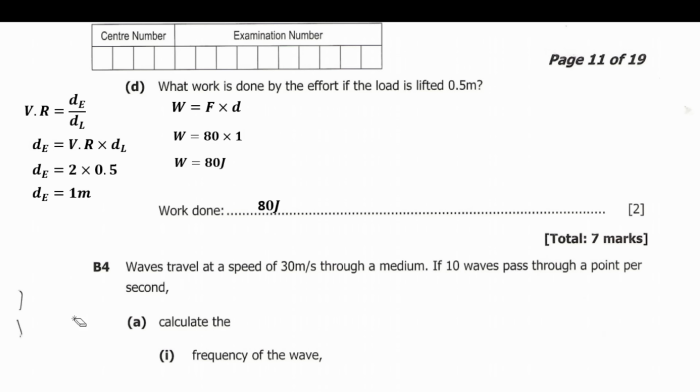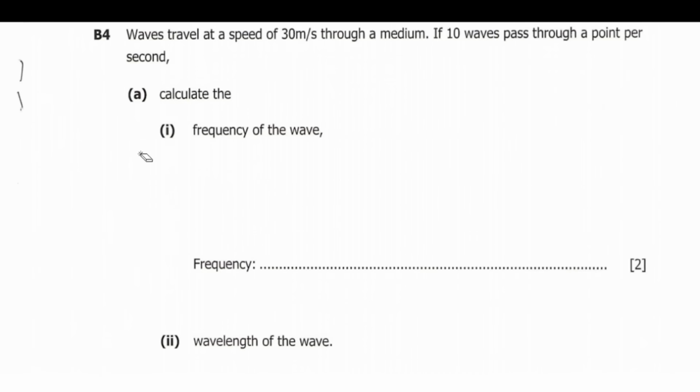So let's go to B4. It says waves travel at a speed of 30 meters per second through a medium. If 10 waves pass through a point per second, A, calculate the frequency of the wave.